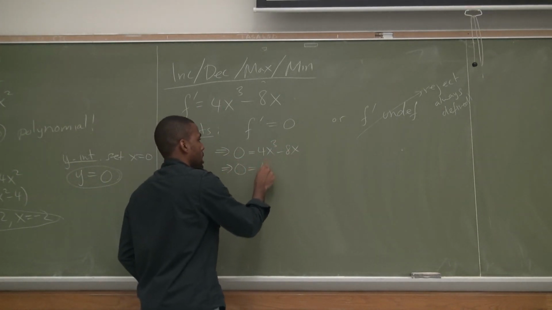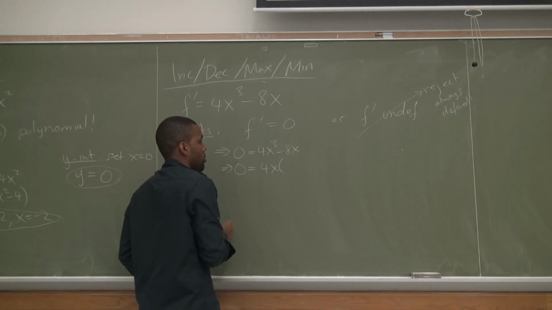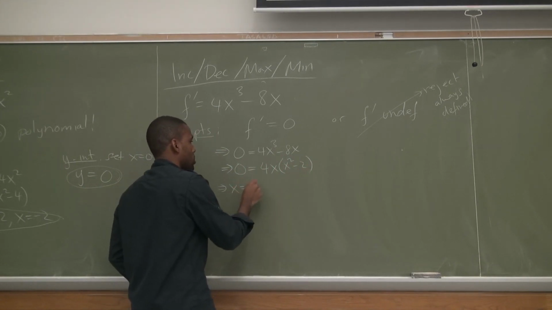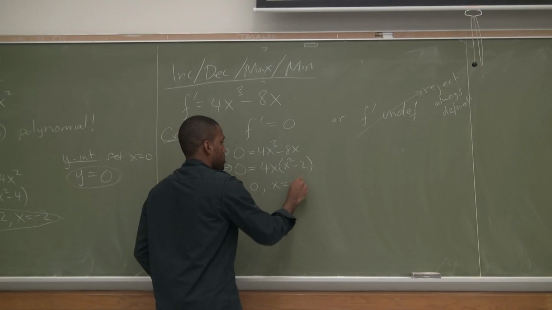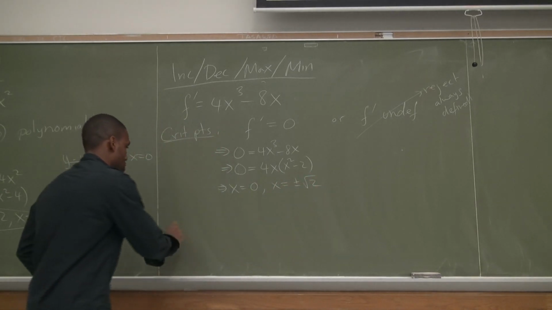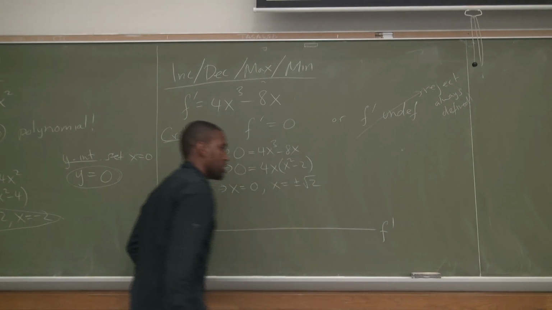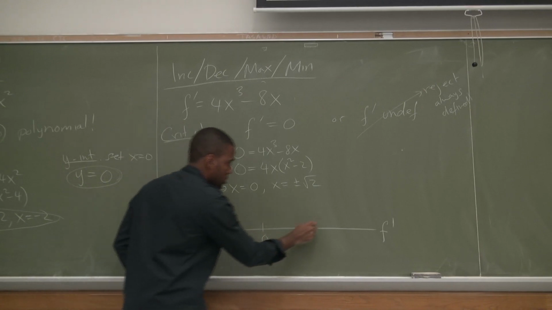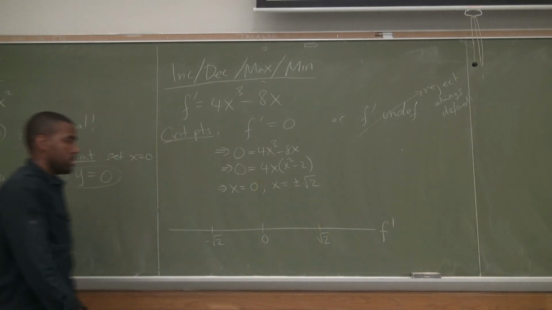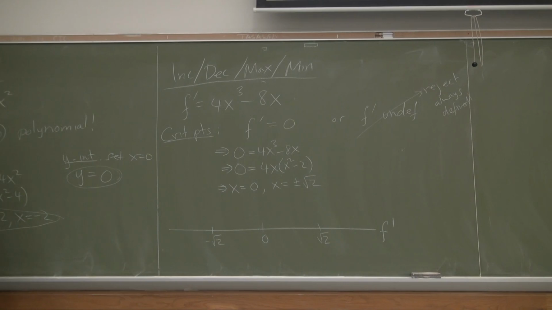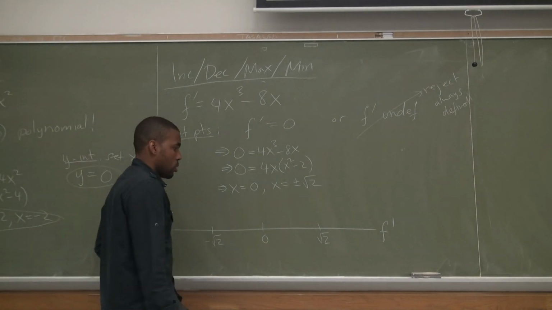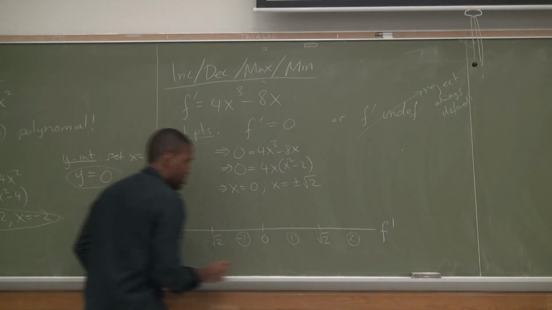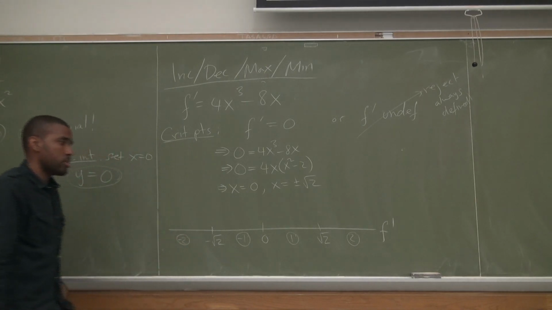Back here, I can take out 4x, and I'll get x squared minus 2. So this means x equals 0, or x equals plus or minus radical 2. Now, throw those on a number line, and I'm going to test it in the first derivative. Here's my 0, here's my minus radical 2, here's my positive radical 2. You might remember radical 2 is roughly 1.41. So I can test 1 and minus 1. I can also test 2 and minus 2. These are my test points that I have in circles.